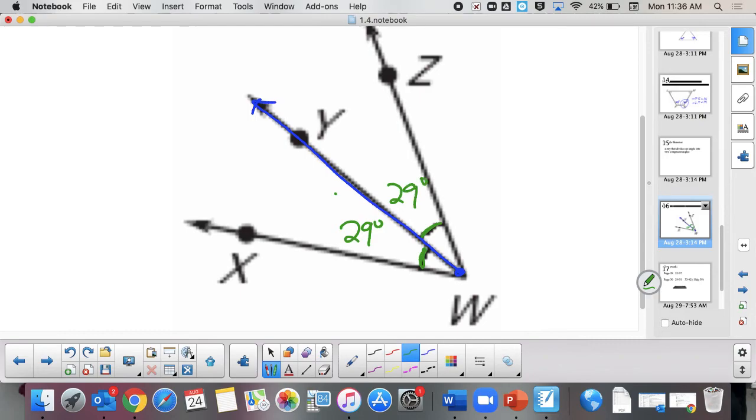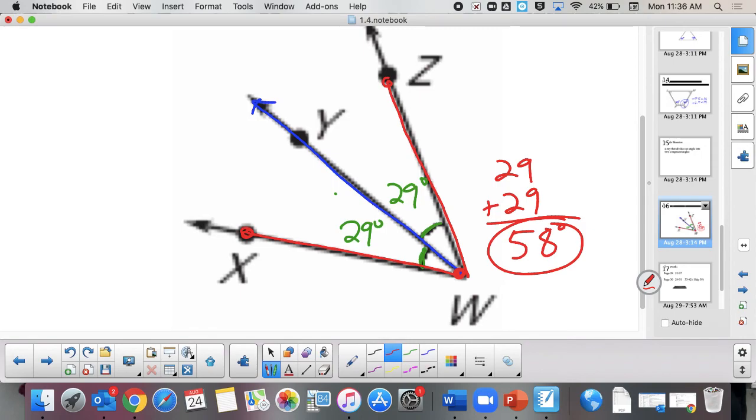Angle YWZ. They want you to find the measure of angle XWZ then. Angle XWZ. That is our big angle there. So I have to take my 29 plus my other 29 degrees to get a total of 58 degrees. That is the measure of our big angle.